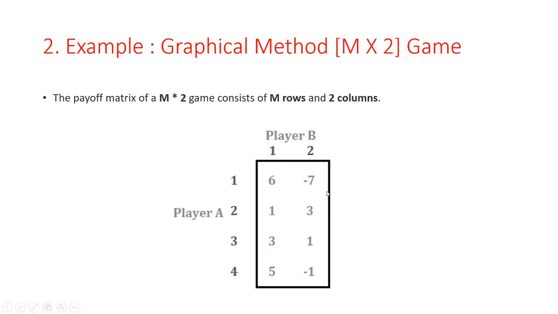So first consider the first row. Among the 6 and minus 7, what is the minimum value? Minus 7. 1 and 3, 1. 3 and 1, 1. 5 and minus 1 for the row.